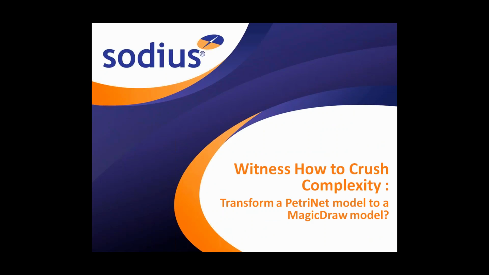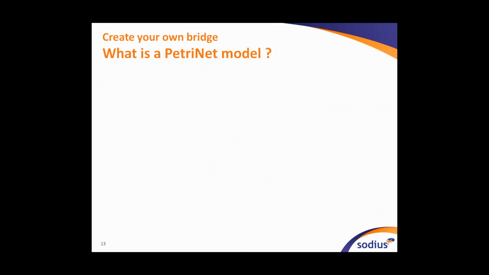Our next subject will be an example of a transformation, and this is really a simple example to show you that when you have two meta models and when you know what you have to transform into what, it is possible to create your own bridge. So my example is to transform a PetriNet model.